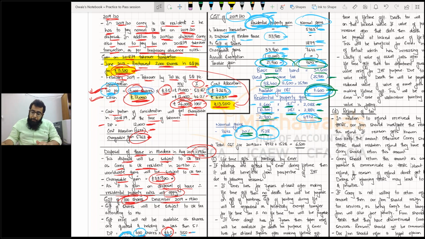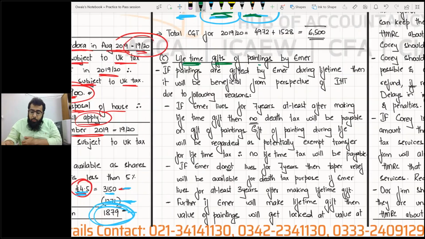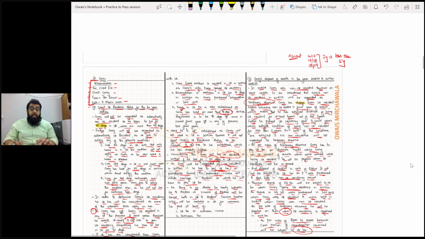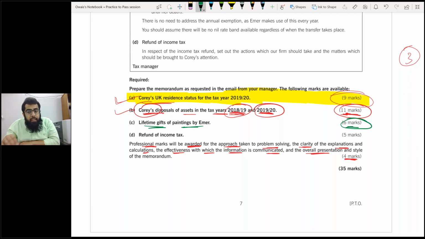Okay. Now, part C is relating to lifetime gifts of painting by Amber. But before moving towards part C, I would like to take a 10 minute break because we have been studying for a continuous 2 hours, and I think that it is getting exhausting. So we will do part C after a 10 minute break. Don't go anywhere. Get yourself fresh, come back in 10 minutes, okay? Then we'll study 1 more hour, okay? So we'll resume in 10 minutes.